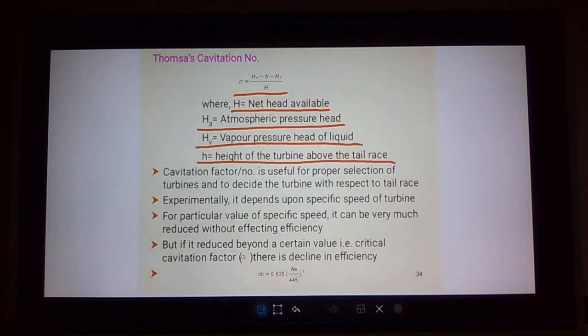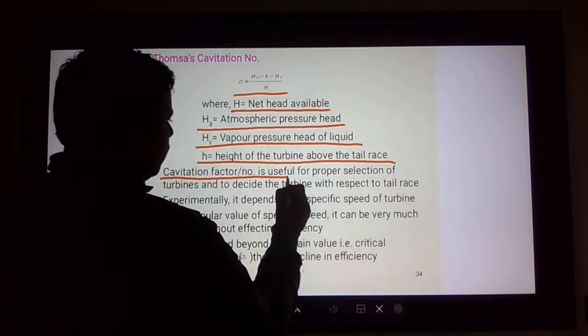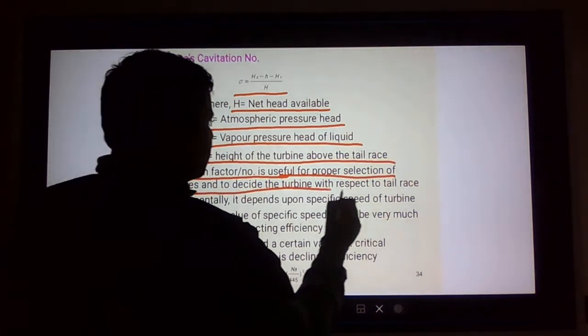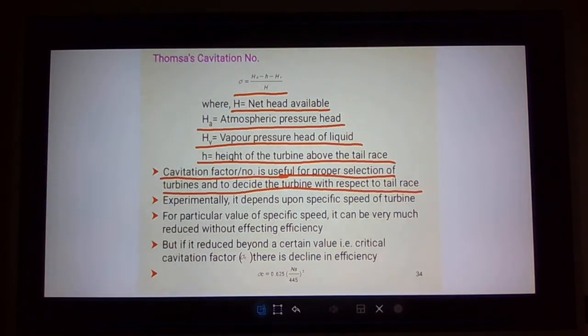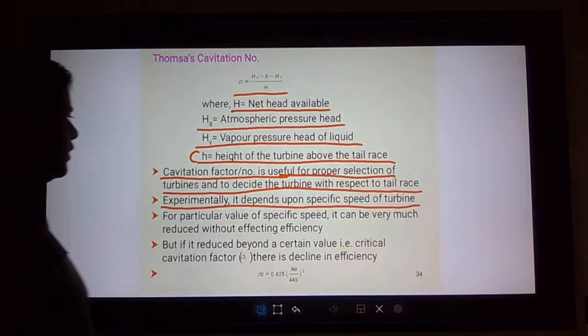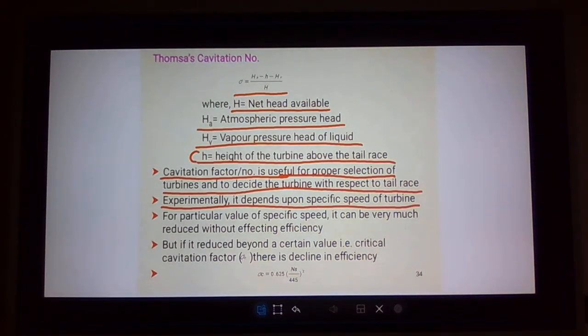Okay, so this cavitation factor, or you can say cavitation number, is useful for the proper selection of the turbine and to decide the turbine setting with respect to the tail race. So how much height we can take with respect to the tail race. So we can change this h according to our requirement, so that there will be no cavitation, or there will be less cavitation, you can say. So experimentally it depends upon the specific speed of the turbine. Actually this will depend upon the specific speed of the turbine.